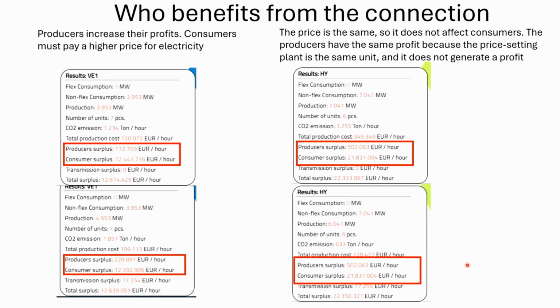If we look here at HI, you can see that the surpluses are unchanged, and the reason why these surpluses are unchanged is that it is still the same unit that is the price setting unit in HI, and the price setting unit will not generate any profit. So the profit for the producers will be the same, and the price in HI will also be the same, so the consumer surplus will also be unchanged.